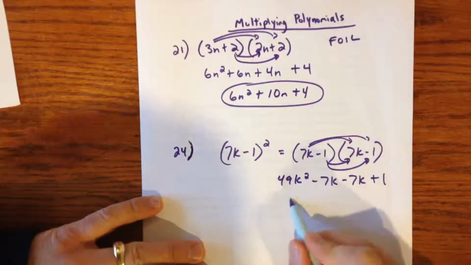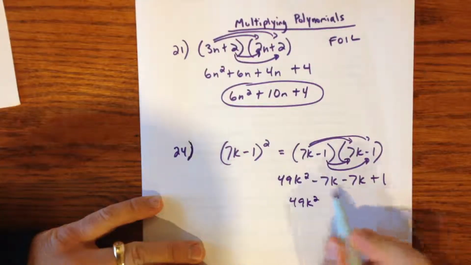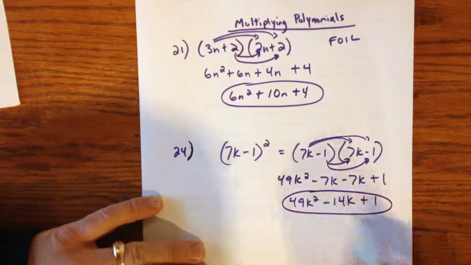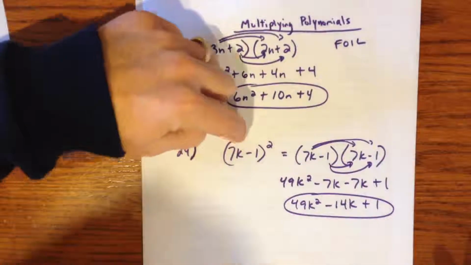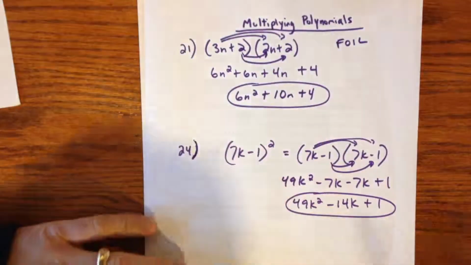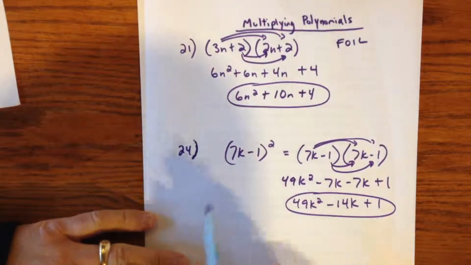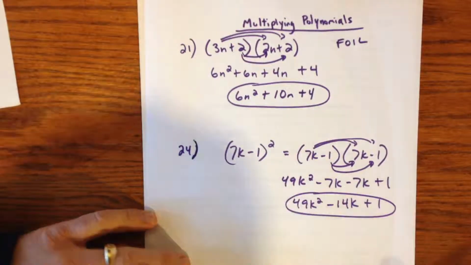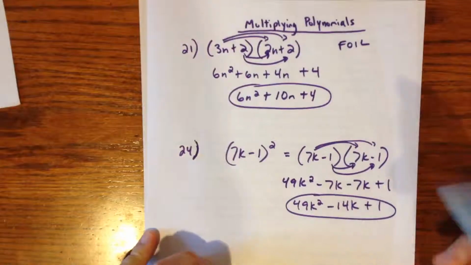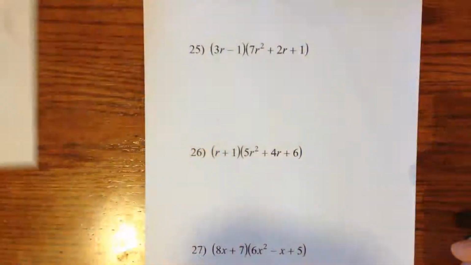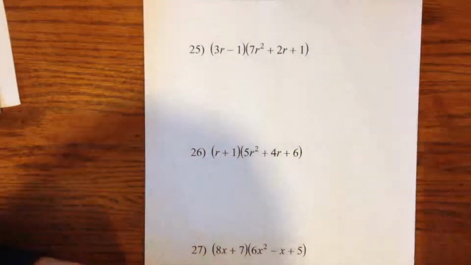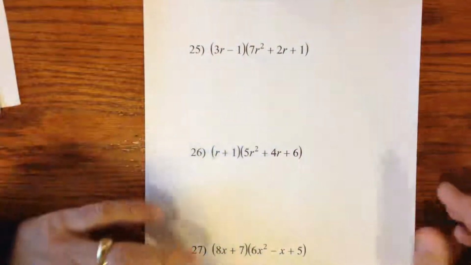I'm going kind of fast because I know you guys are good at this. Put those two together, you get negative 14k plus 1. The trickiest part is just remembering to rewrite this twice. You cannot, and I repeat, you cannot just do 7k squared minus 1 squared. That does not work. So that's simple multiplying. But if you turn to the next page, I'm going to do 25 and 26.